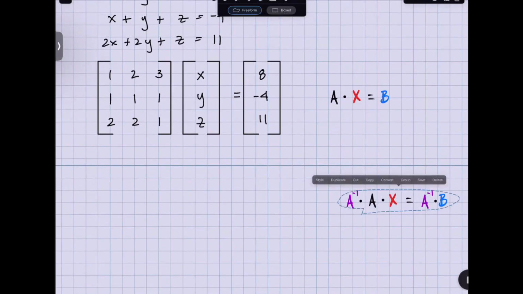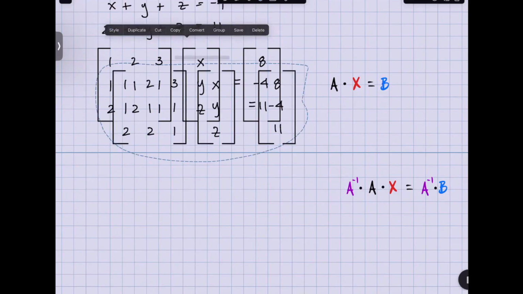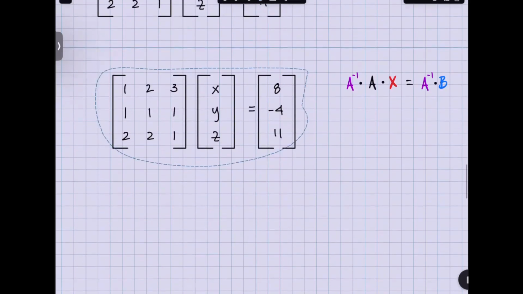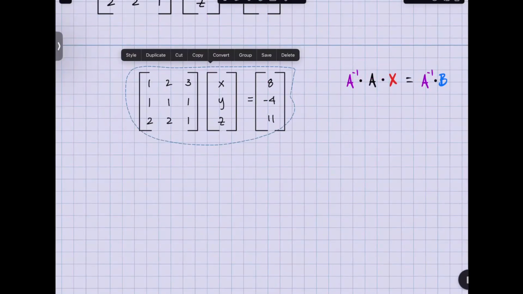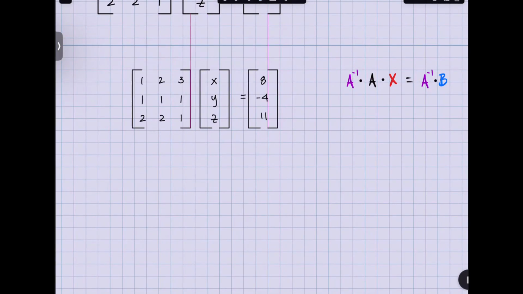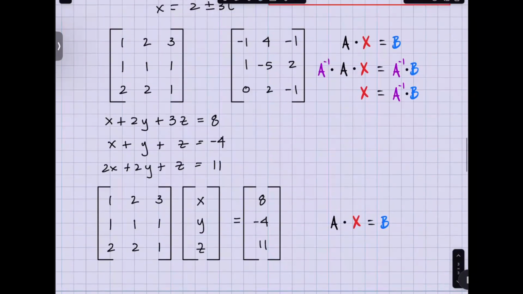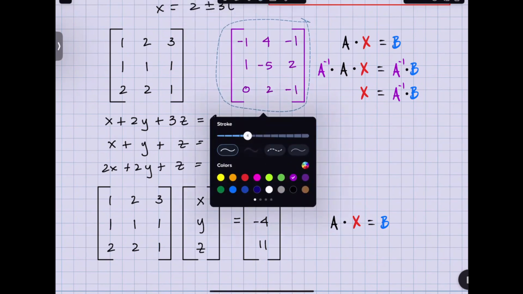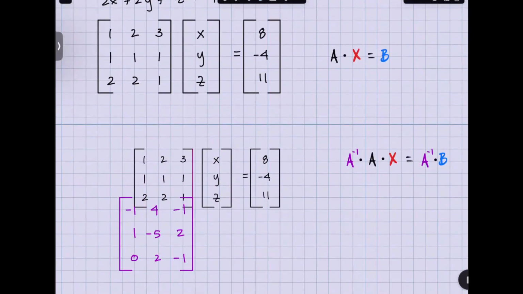Okay? So I have this. I got to shrink this down a little bit. So to get rid of that matrix on the left side, I'm going to have to multiply by its inverse. The inverse is already given to me, which is great. So I'm going to multiply this side by that inverse. Yuck.